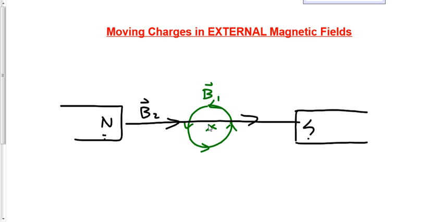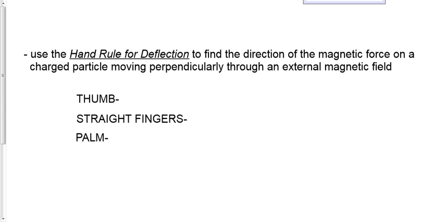If we had a charged particle in an electric field, the force is either with the field or against it, right? Remember that? A positive particle experiences a force with the field if it's an electric field. A negative particle experiences a force opposite to an electric field. With a magnetic field and magnetic force, we have to use another hand rule, a third hand rule, to determine the direction of the force. We call it the hand rule for deflection. And it goes like this.